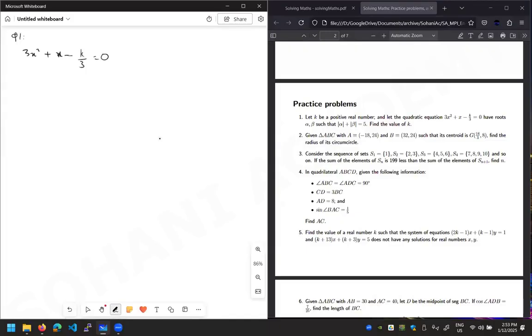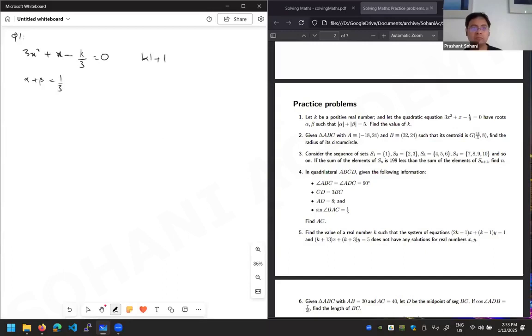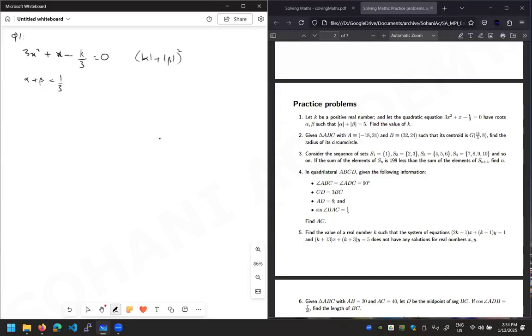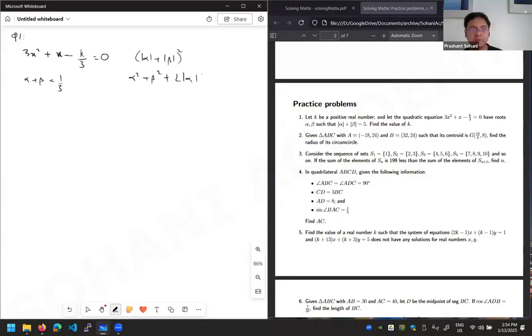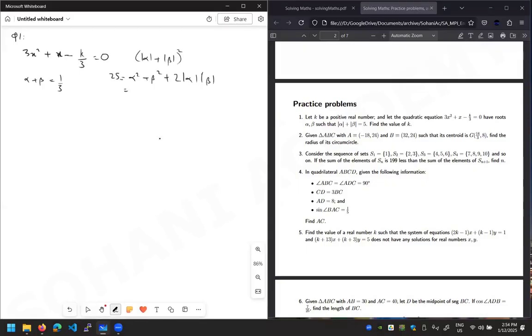So A plus B is 1 upon 3. And so we can square mod alpha plus beta. Because of that, sir, we get A square plus B square plus 2 into mod A mod B. Yes, correct. So, sir, A square plus B square is equal to 1 upon 9 minus 2AB. Yes, correct.